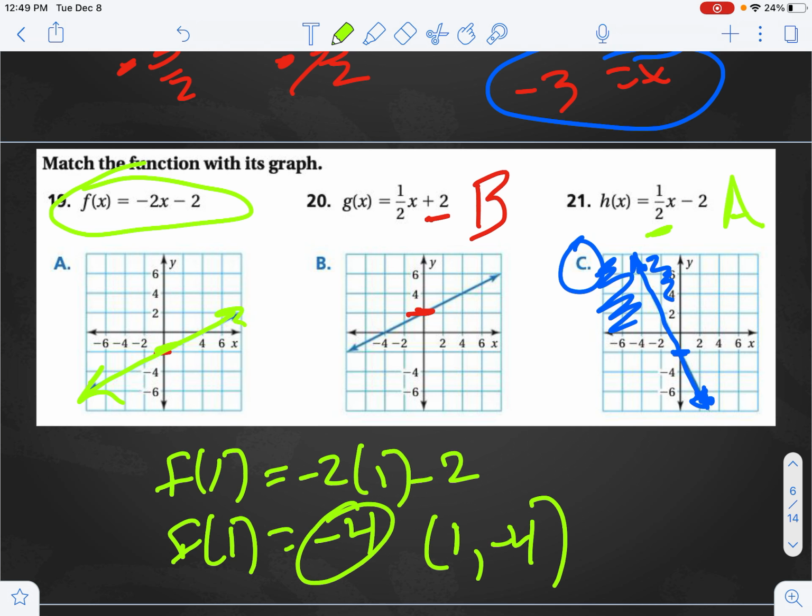Well, we could see which one has a point of 1, -4. 1, -4 would be like right here. So it's not B. 1, -4, not A. 1, -4. Well, that has to be C. And if we still can't figure it out, then we can keep plugging some points in here for x, and we would be able to just keep plotting all the dots on our graph to help us find out. But if we don't have to plug points in, then that could save us some time.